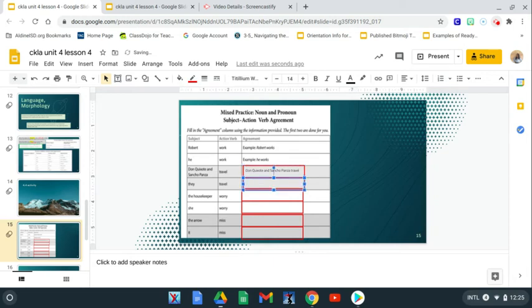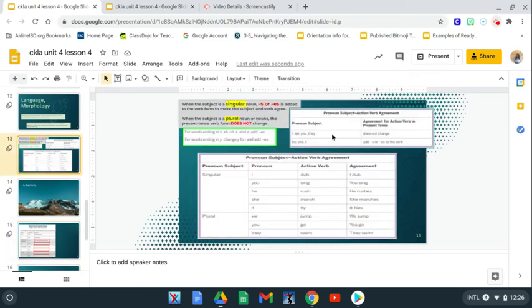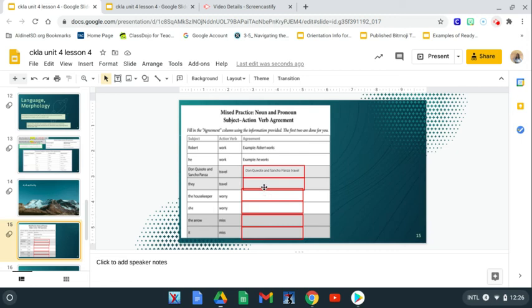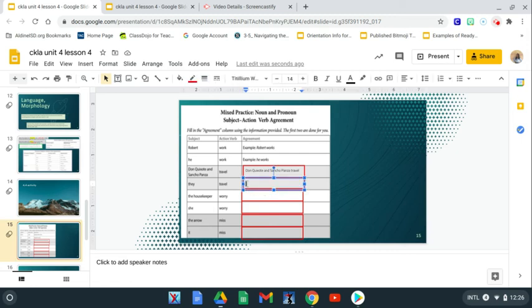Now we're looking at the next one. It says they travel. So let's go back and look at our rules. What does the rule say? What are we supposed to do for they? If you have I, we, you, or they, what happens to the verb? The action verb does not change, boys and girls. So for number one, all we're going to put is they travel. They travel for our agreement.